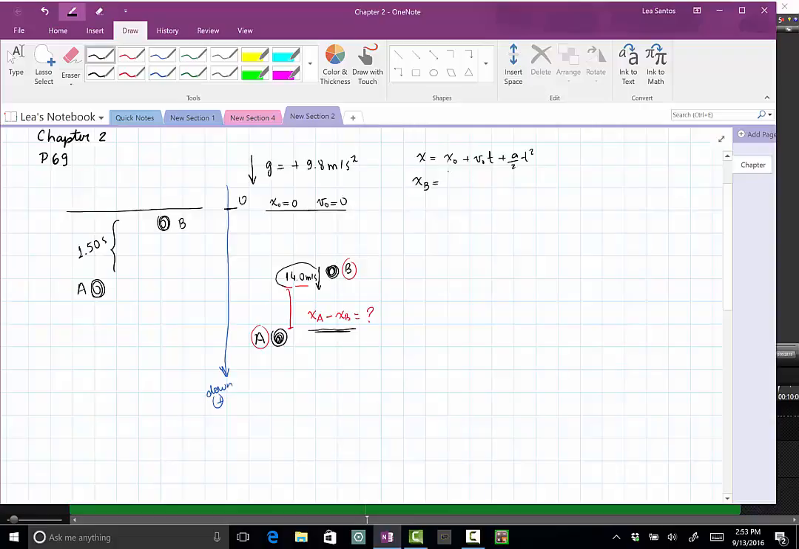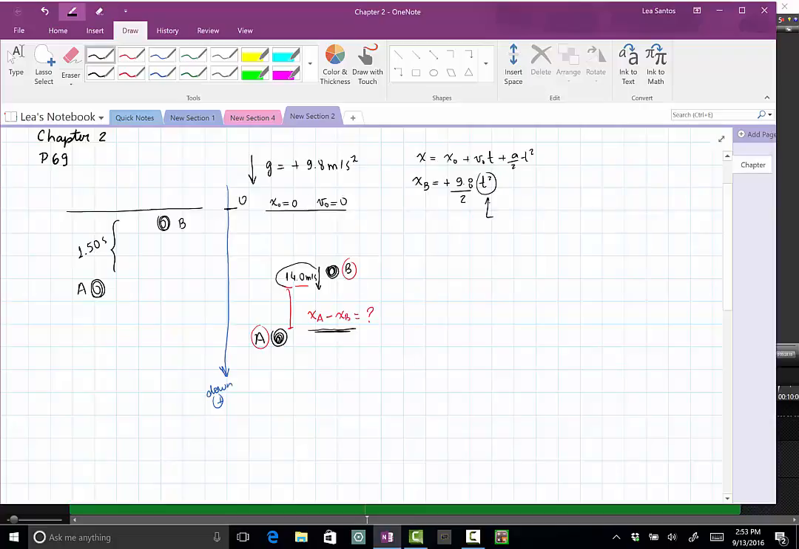Okay, so the initial position is 0, I don't need to put it. Initial velocity is 0, I don't need to write anything. And the acceleration is plus 9.8 divided by 2. And now I'm in trouble. I don't have the time. So what am I going to put here?